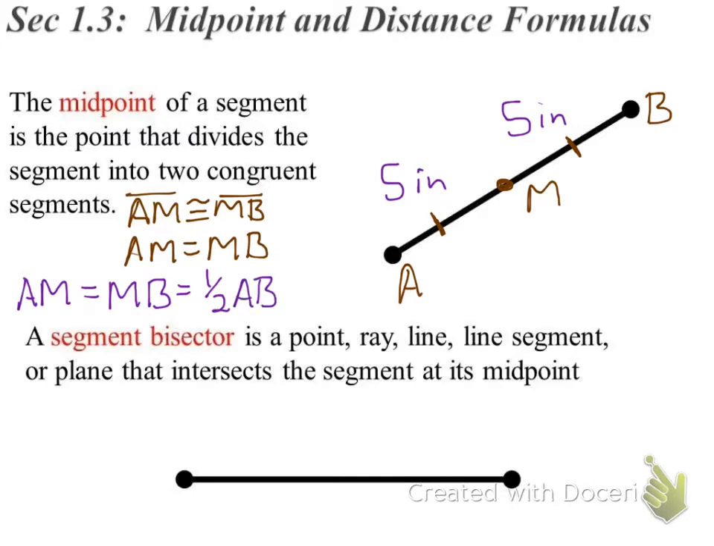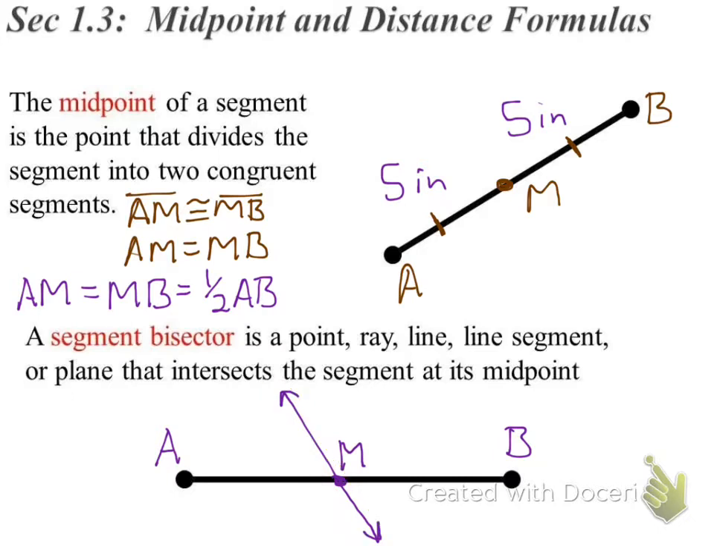So another thing we could use to help us out. Now a segment bisector is another term we have related to a midpoint. So let's say I still have a segment here, AB. A segment bisector could be a point, it could be a line, it could be a ray, it could be a line segment, it could even be a plane that intersects the segment at its midpoint. So we still have this midpoint M here, but this object here, whatever it may be, in this case it's a line, is the segment bisector. It cuts it in half. So there's a variety of things it could be.